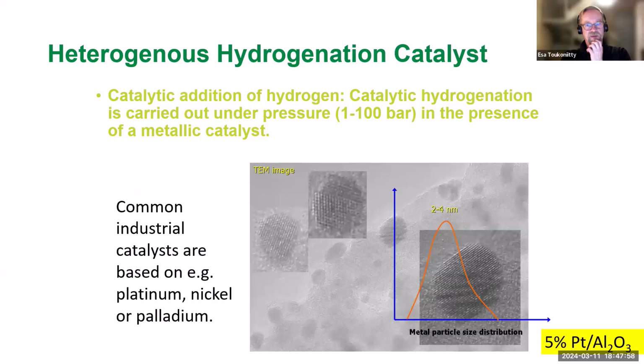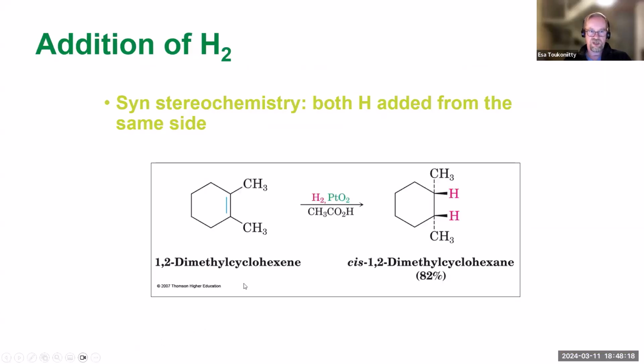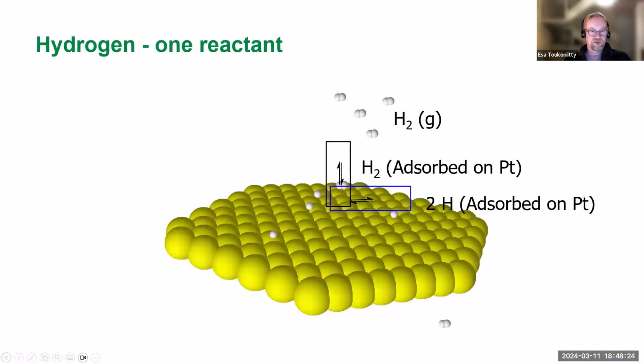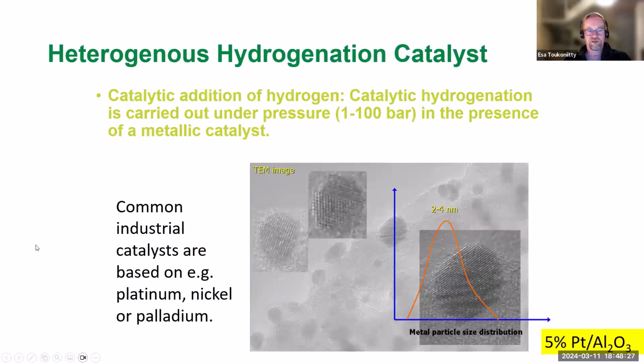Here you'll see one example of this heterogeneous hydrogenation catalyst. These industrial hydrogenations are done with hydrogen gas, not with reduction agents. There are chemicals like sodium borohydride and such, which are reduction agents, but those are expensive and sometimes difficult to handle.